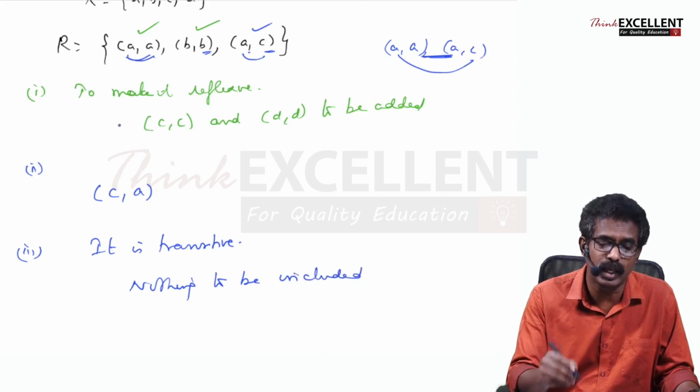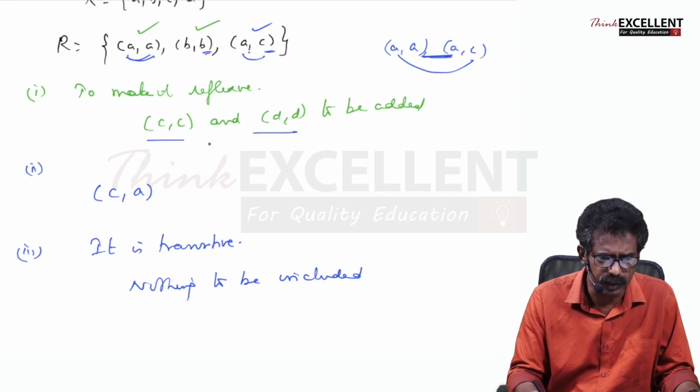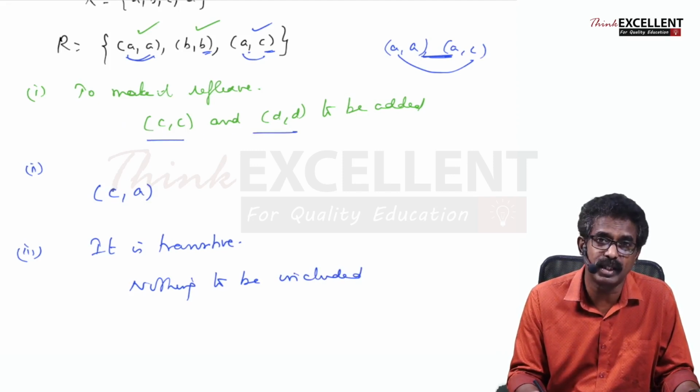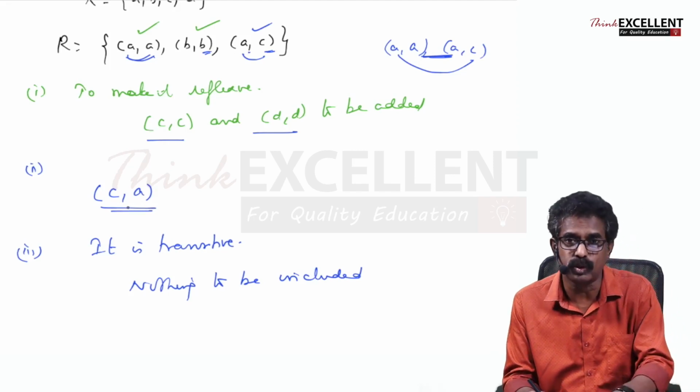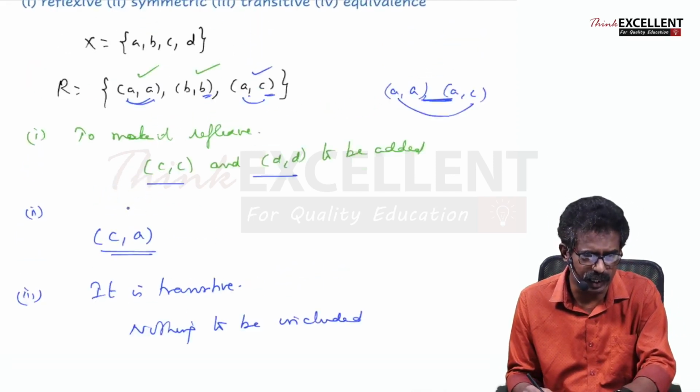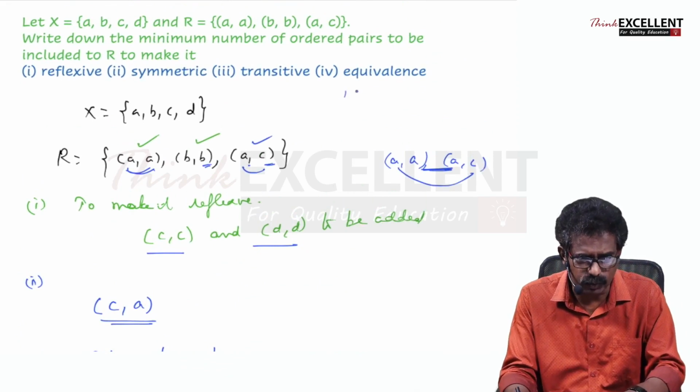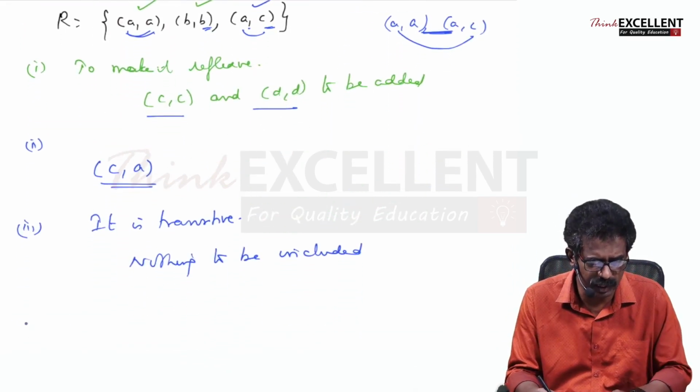Nothing to be included. So it is not reflexive. To make it reflexive, two elements you have to include. It is not symmetric. To make it symmetric, one element should be included. It is already transitive, so to make transitive, no need to include anything. And the last one, for equivalence, what are the elements to be included?